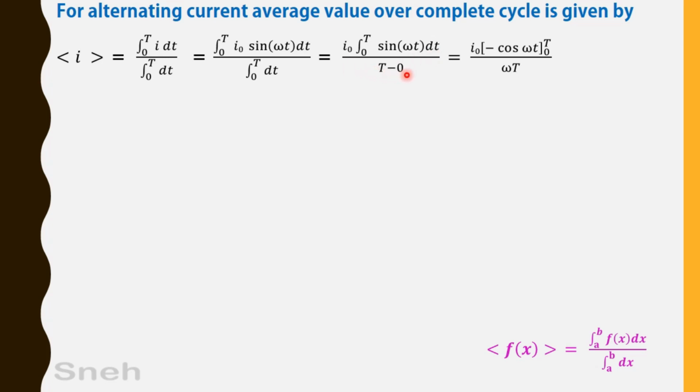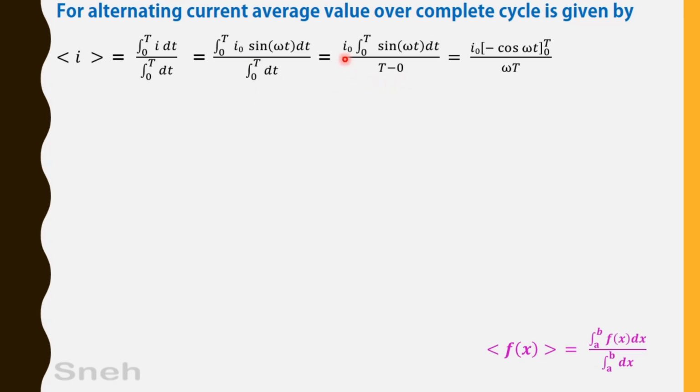Now where did this T minus 0 come from? We get T minus 0 by solving this integration. What is the integration of dt? The integration of dt is t. For that t, I have to substitute the upper limit first, minus the lower limit, as per integration. All of you have studied this integration in your maths, so you might be familiar with that. When I substitute these limits of integration, I get T minus 0.